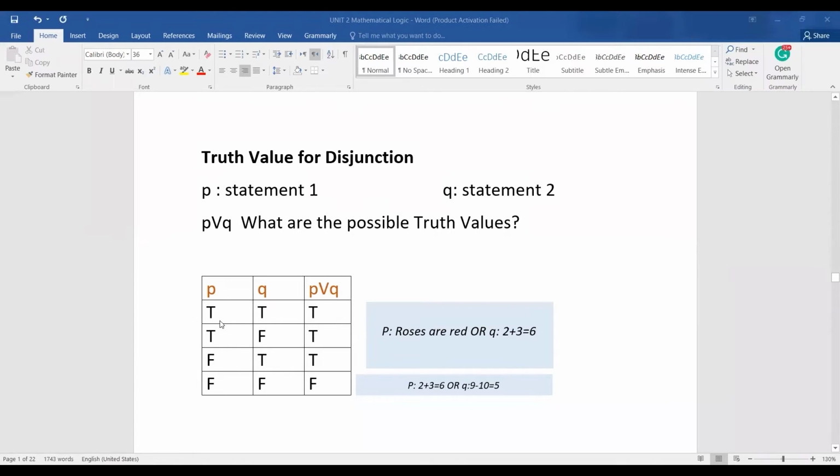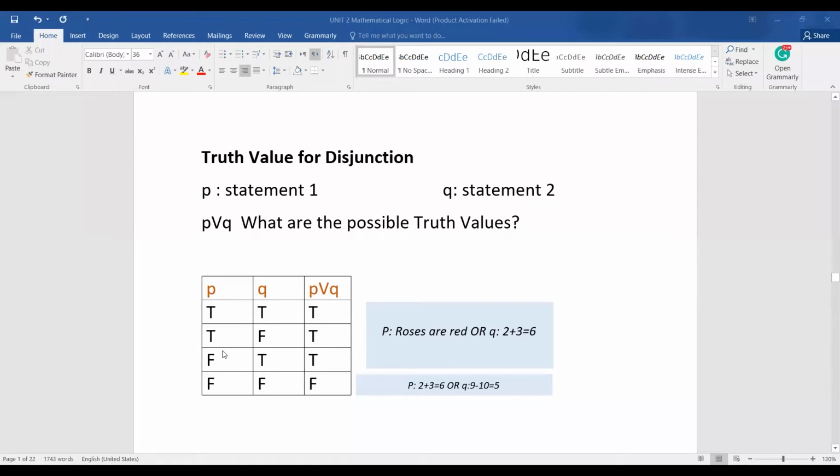Like when P is true and Q is false, here we say P or Q, that is true or false. Like when I say roses are red or 2 plus 3 is 6. Roses are red is true, but 2 plus 3 equals 6 is false. But I'm not saying and, I'm saying or. I'm giving you an option. From here you can see one of them is true. So the compound statement would be true.